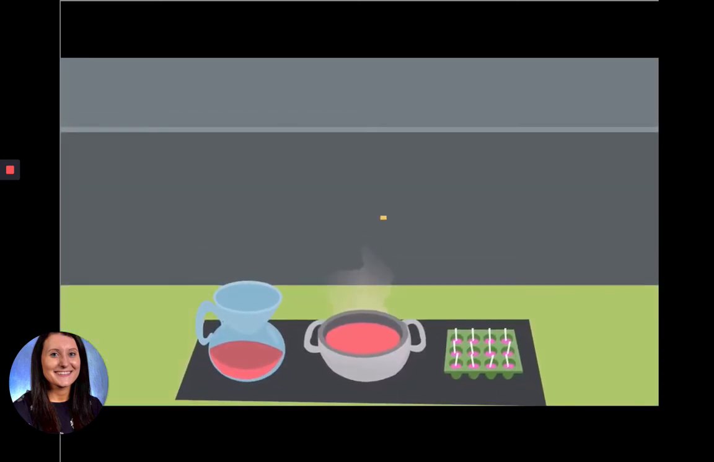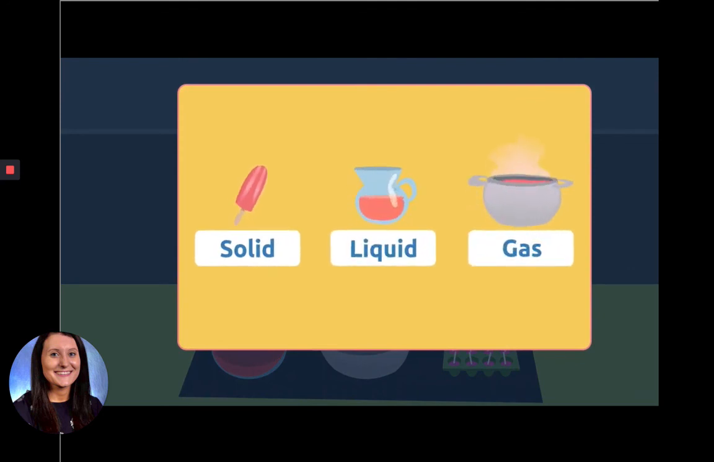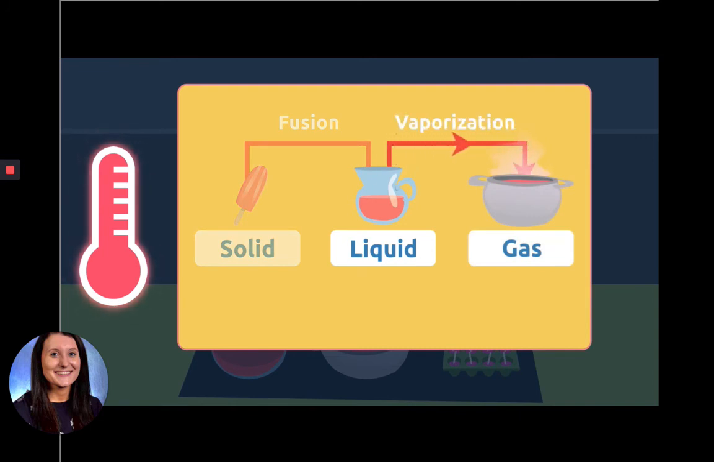You already know that matter exists in 3 states: solid, liquid, and gas. A change in state happens when we heat or cool matter. If we heat solid matter, it becomes a liquid. We call this process fusion. If we heat liquid matter, it becomes a gas. We call this process vaporization. These 2 processes can occur the other way around. This happens when we cool matter instead of applying heat.